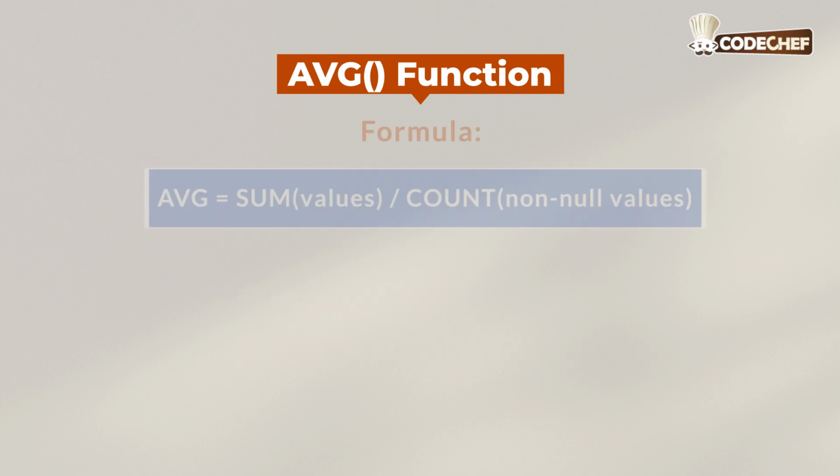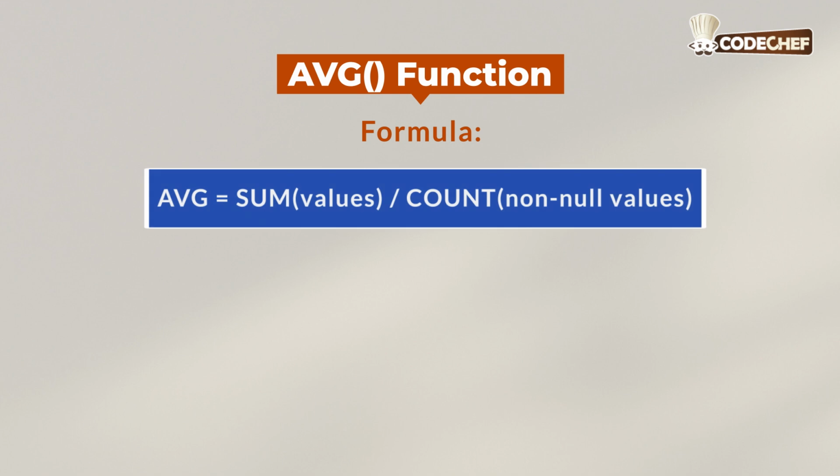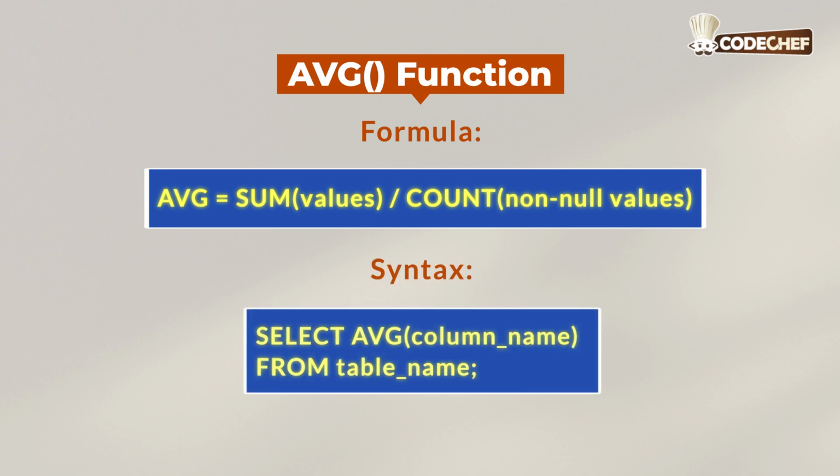Now here we have the formula to find the average or arithmetic mean. Average is equal to sum, that means the sum total of all the values in the column, upon count, that means non-null values, the total number of values that we are going to add to find the sum. Its syntax is select, then AVG, inside brackets the column name for which we need the arithmetic mean, then from and table name, semicolon.